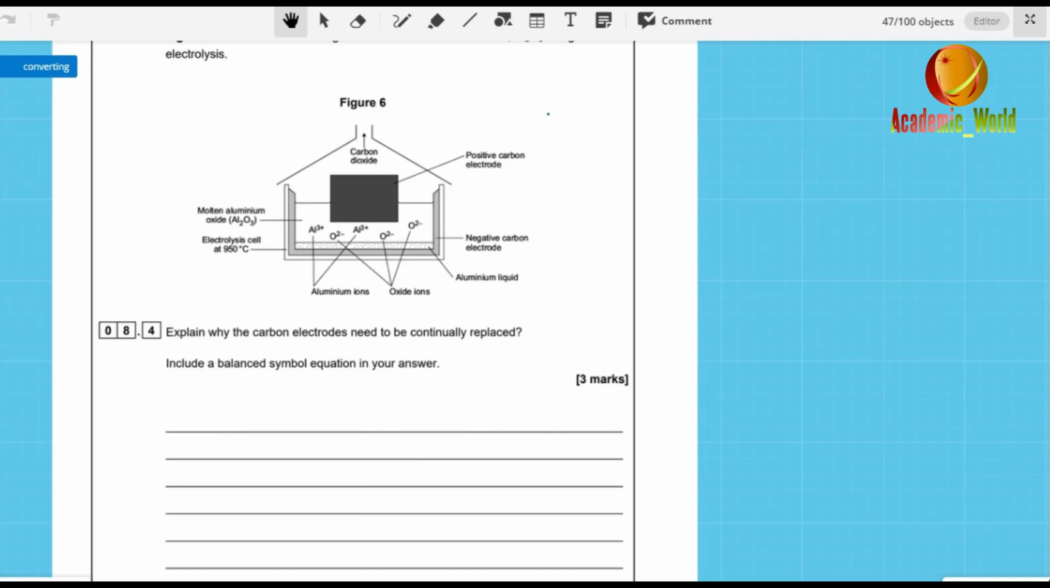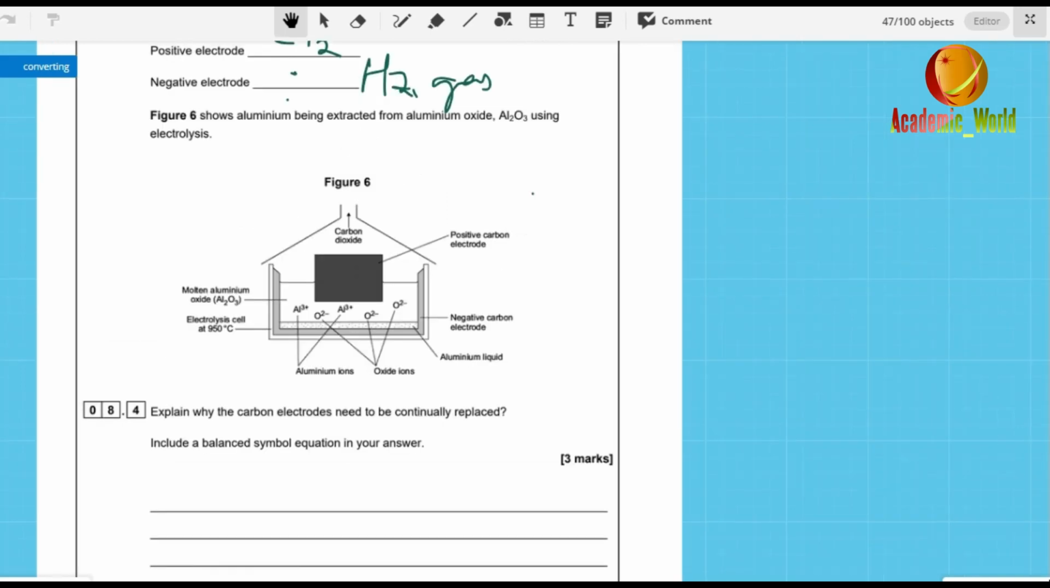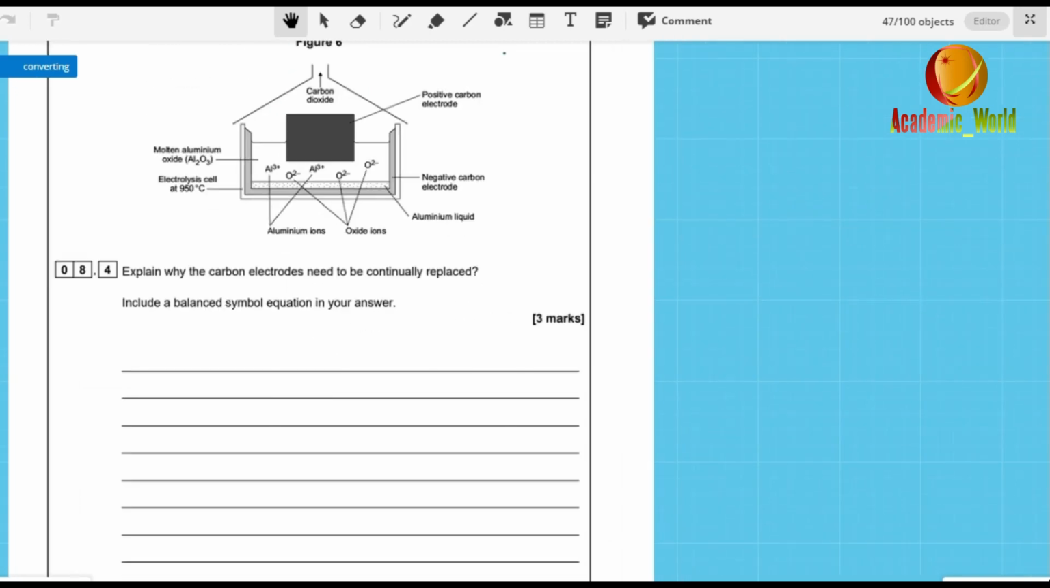And now here is the next question, aluminum being extracted from aluminum oxide using electrolysis. Explain why the carbon electrode needs to be continually replaced. Include a balanced symbol equation in your answer. So in this case you have to indicate that the carbon reacts with the oxygen being produced, like carbon dioxide, so the electrodes disappear over time.